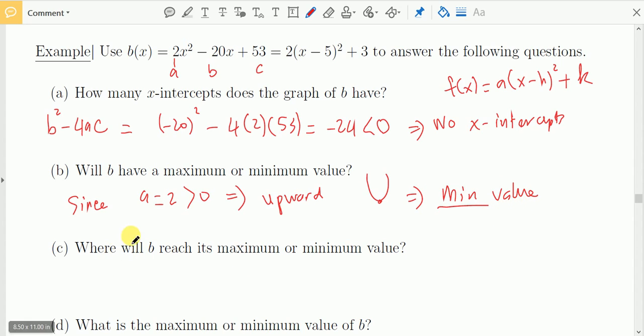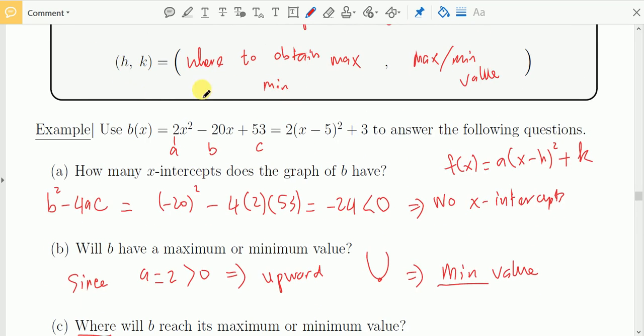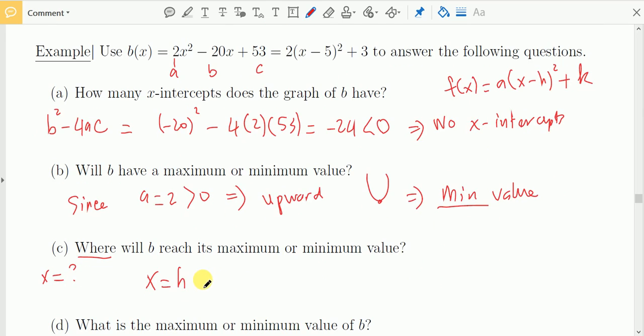And where will this whole function reach its max or min value? So where means what is x equal, what is the x coordinate that gives you the max or min value, right? And remember, x equals h is the place where you get the max or min value. So where to obtain the min is h, and h in this case should be 5, so x equals 5 because h is here. So the min value will occur when x equals 5.